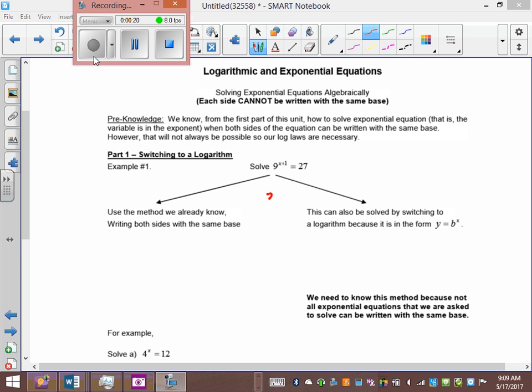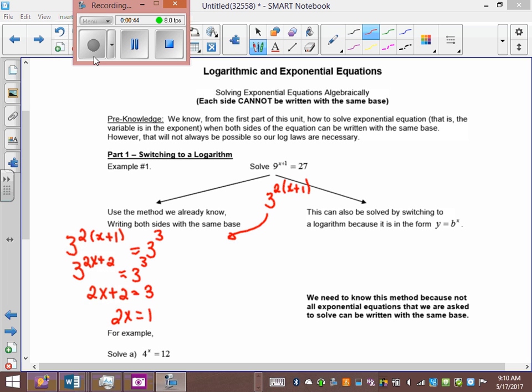So this would be 3 squared to the x plus 1 equals 3 cubed. And then you'd get 3 to the 2x plus 2 equals 3 cubed. And then you get 2x plus 2 equals 3. 2x equals 1 by moving that over, and x equals a half.